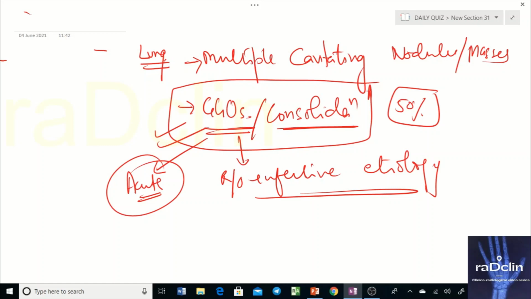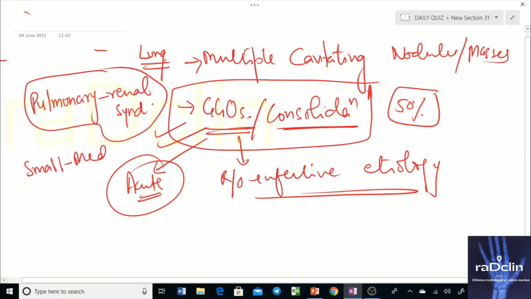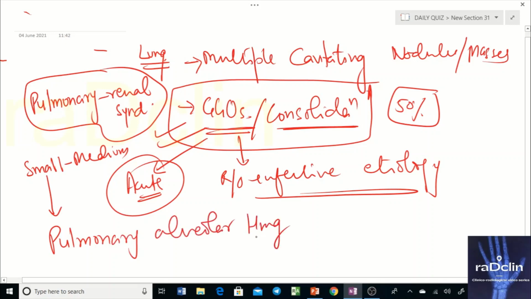Another important finding is that it is a necrotizing vasculitis, and Wegener's granulomatosis is also a cause of pulmonary renal syndrome. Since it involves small to medium vessels, the patient can present with pulmonary alveolar hemorrhage, basically due to small vessel vasculitis.